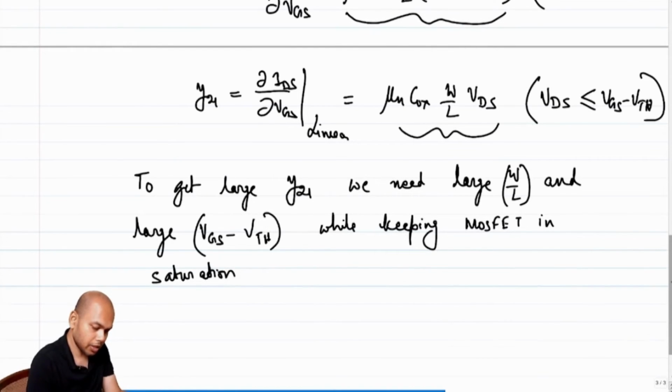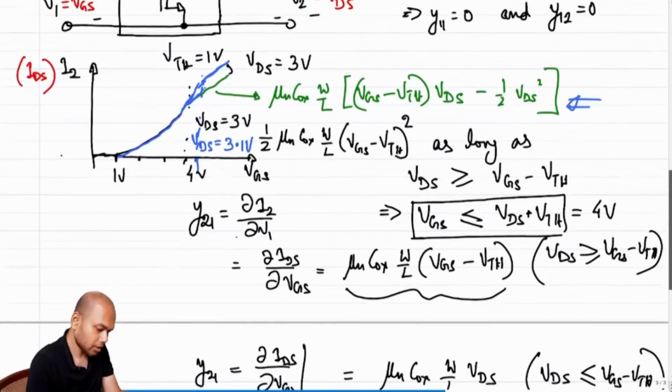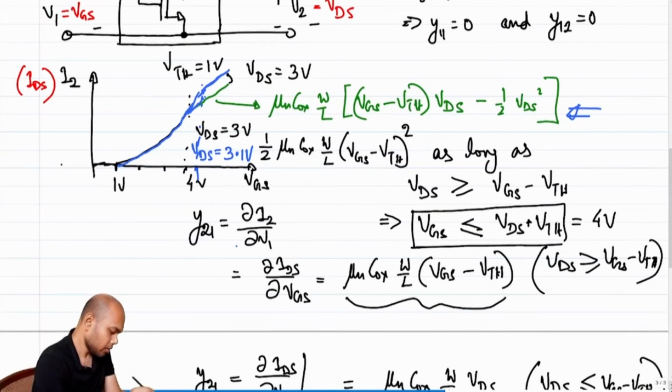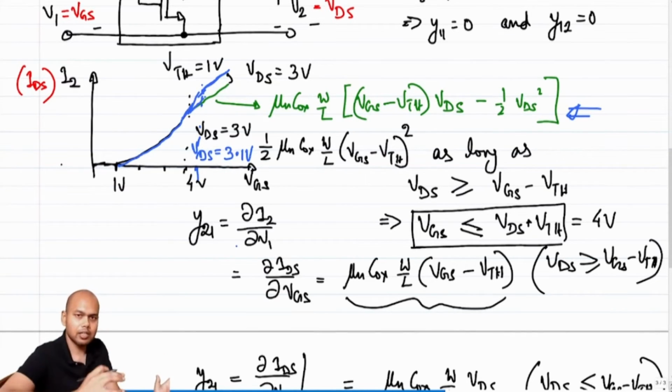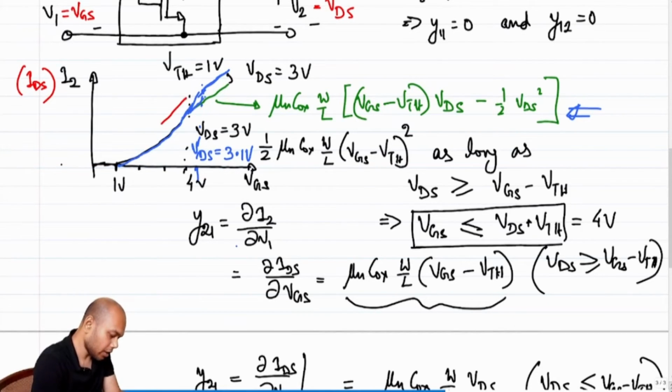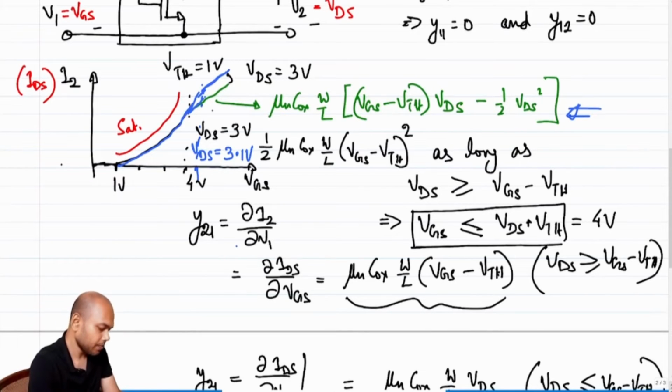This is crucial because, let's say if I keep on increasing, looking at this curve, what will happen if I keep on increasing VGS minus VTH? So this portion of the curve denotes saturation region, and beyond this denotes linear region.